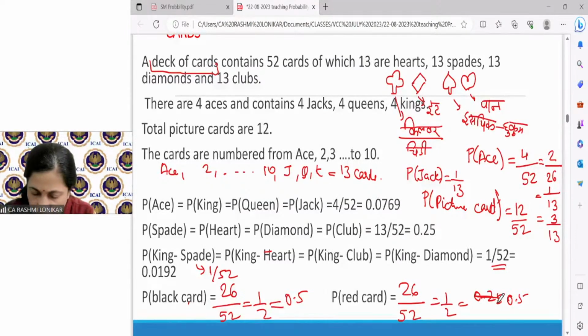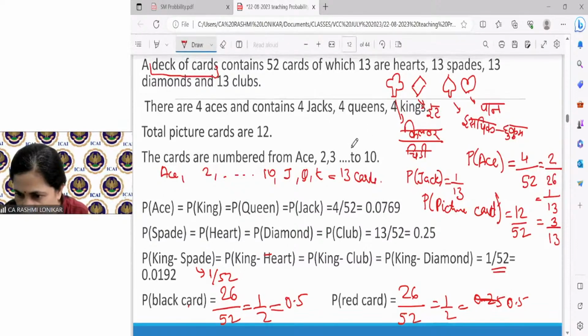13 hearts, 13 spades, 13 diamonds, 13 clubs. Correct? 52 cards. 4 aces, 4 jacks, 4 queens, 4 kings. No, no, no, no. These jacks, queens, kings are part of the 13. You don't have in cards numbers 1 to 13. First is the ace, then you have 2 to 10, and then you have the jack. I hope I have some place where I can write and show.